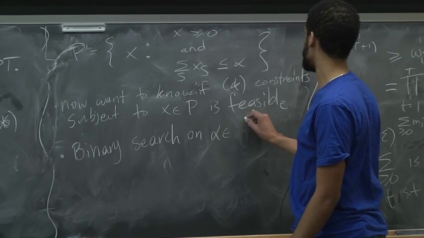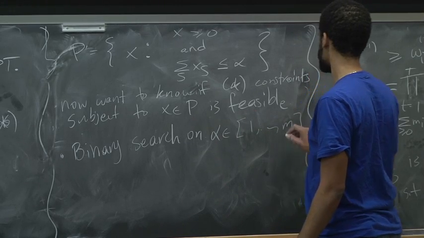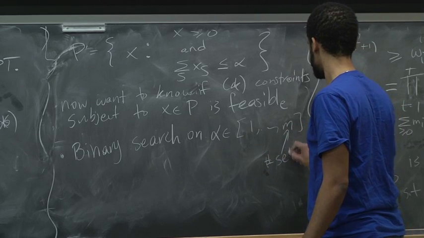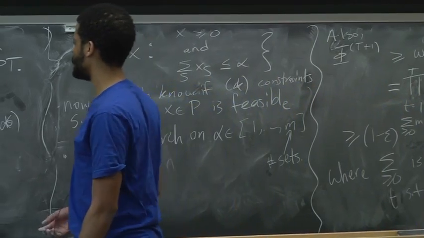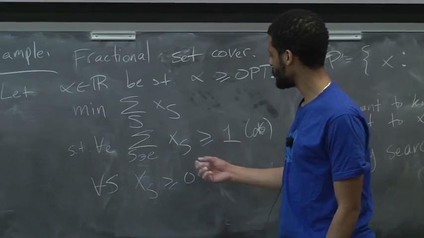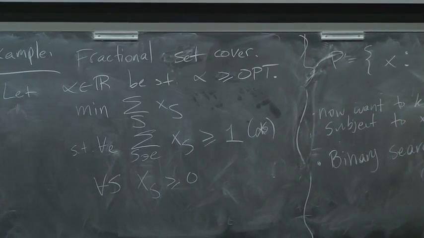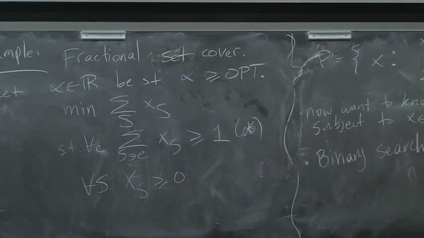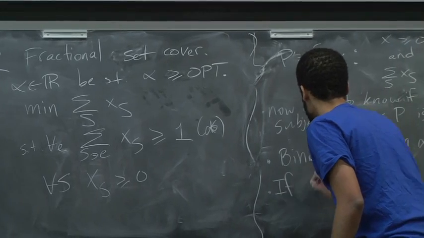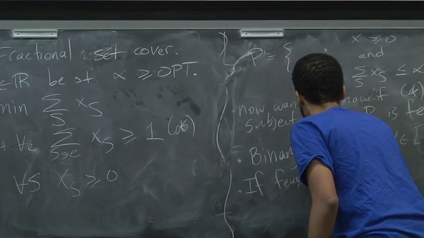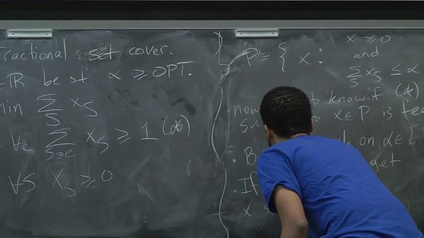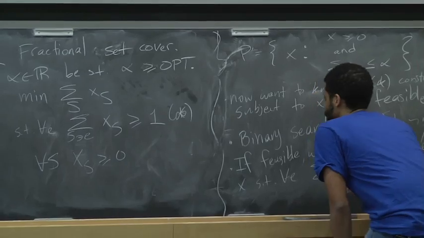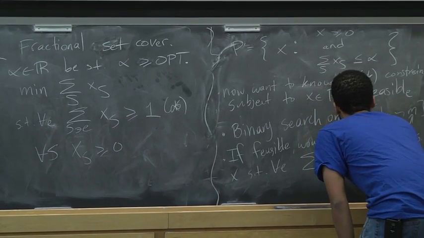Right, and alpha is anything between, let's say, 1 and the number of sets. So this is the number of sets in your collection. So you could binary search. And then at the end of the day, what would you get? If it were feasible, you would be off by this epsilon, right? If feasible, you would get x such that for all e, the sum of xs is at least 1 minus epsilon.